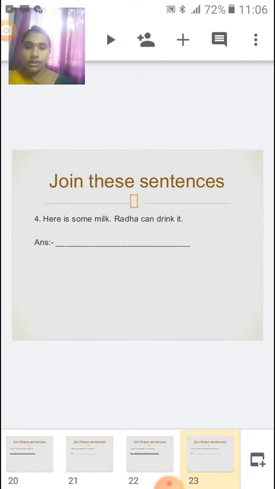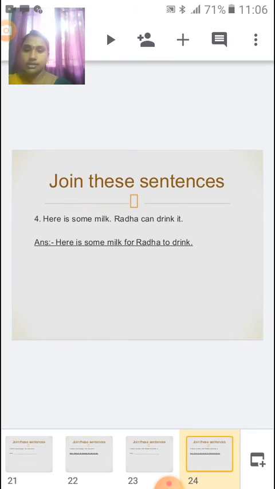So when you are going to join these sentences, you will get a single sentence: Here is some milk for Radha to drink. Okay, so how it will come? Here is some milk for Radha to drink. So this is how the sentence is being formed.